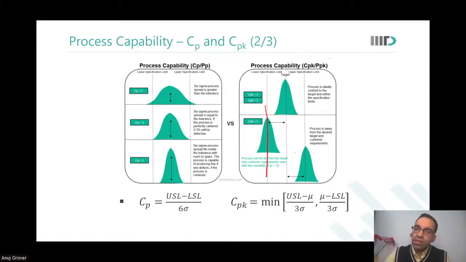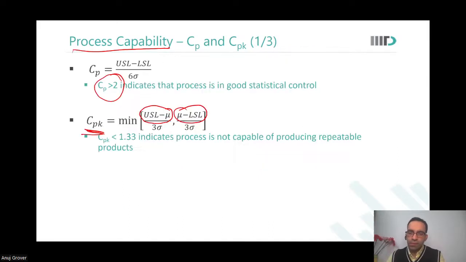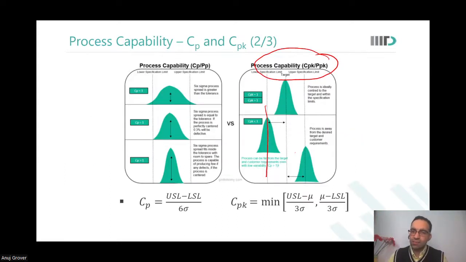So the other parameter talks about process capability in terms of how good the centering is. It is capable of producing repeatable products. How well can I center it? That is what CPK talks about. Now let us say you kept CP equal to 1, or you kept CP exactly equal to 2. What happens?